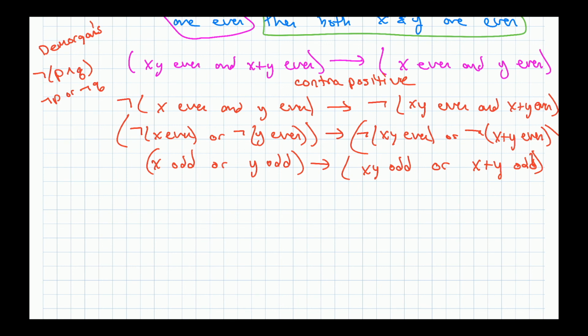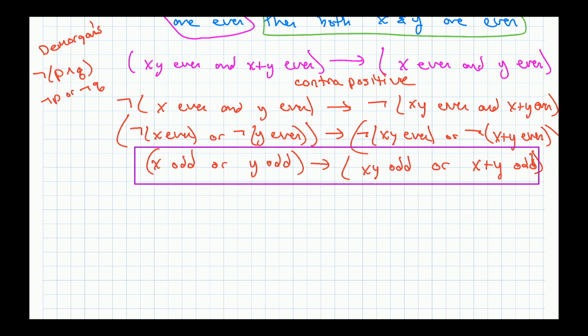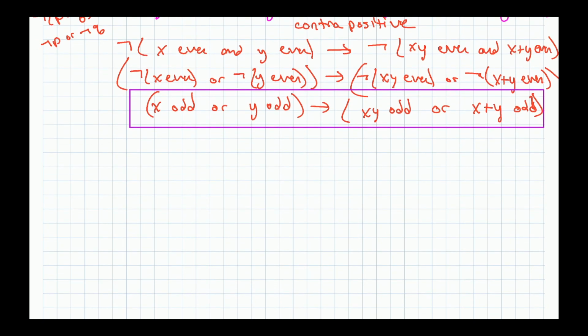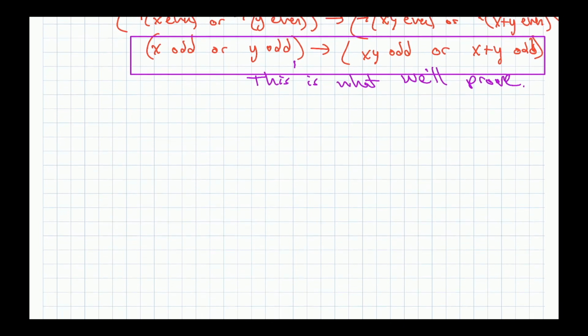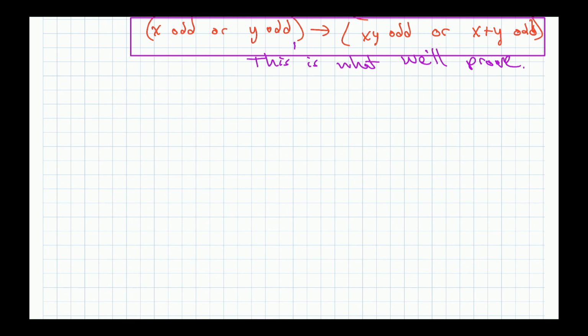Okay, so all of that was figuring out what the contrapositive is. And that's before we do the proof. And then this right here is actually what we're going to prove. Okay, so this is the contrapositive and it's what we want to prove. All right, so this is what we'll prove. Okay, so we'll do this. Now that we know what we want to do, all right, so let's do our proof.